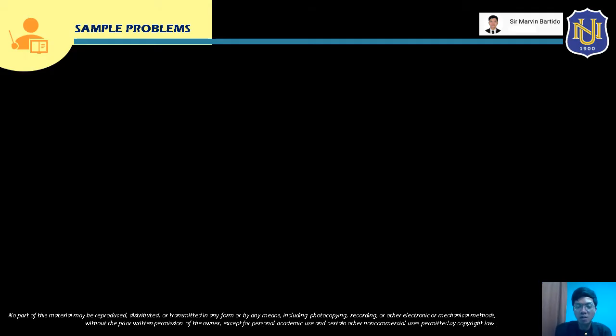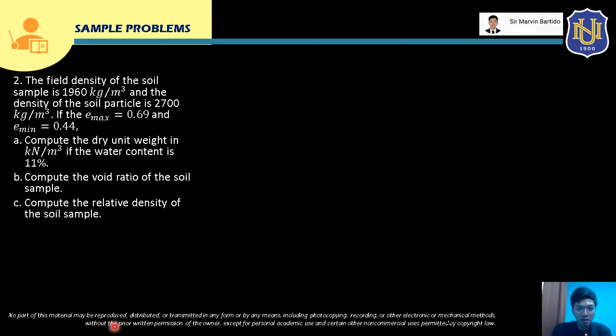Let's proceed to sample problem number 2. The field density of the soil sample is 1,960 kg per meter cube, and the density of the soil particle is 2,700 kg per meter cube. If E sub max is equal to 0.69 and E sub min is equal to 0.44, compute the dry unit weight in kilonewton per meter cube if the water content is 11%, compute the void ratio of the soil sample, and compute the relative density of the soil sample.